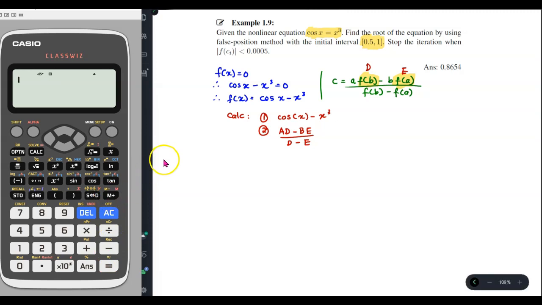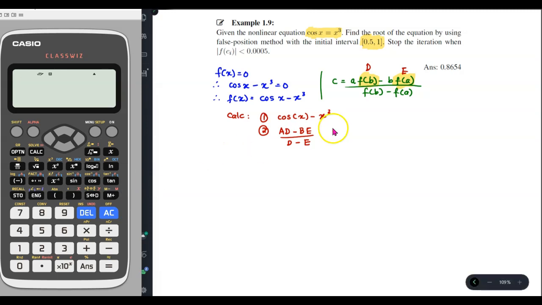The second formula is AD minus BE. We have a fraction here. At the top we have alpha A, which corresponds to our small a in the false position formula, and then we have D minus B E over D minus E. Press the equal button and then AC. Now we have stored the two formulas that we will use in our computation later.